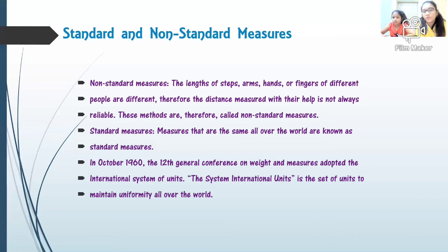There are still people who use non-standard measures. Even in our areas in Hyderabad or wherever, you can see your mom or someone asking, can you give me an arm length of flower garland? But mostly we use standard measures for measuring accurate things. Now, this system, international units, is a set of units to maintain uniformity all over the world. So, all over the world, everyone can have the same measurements.